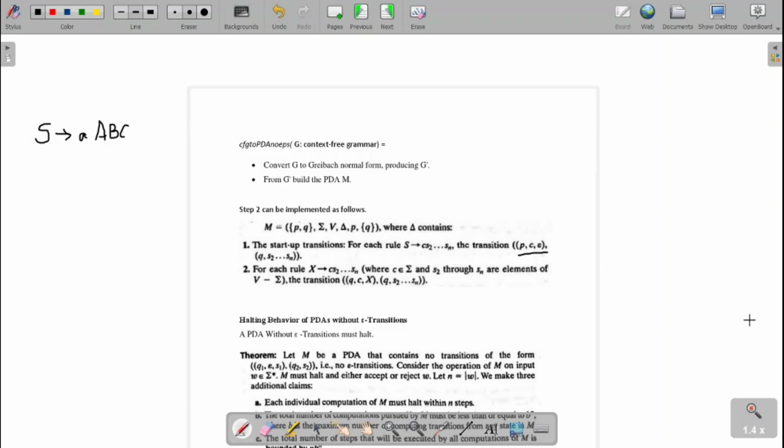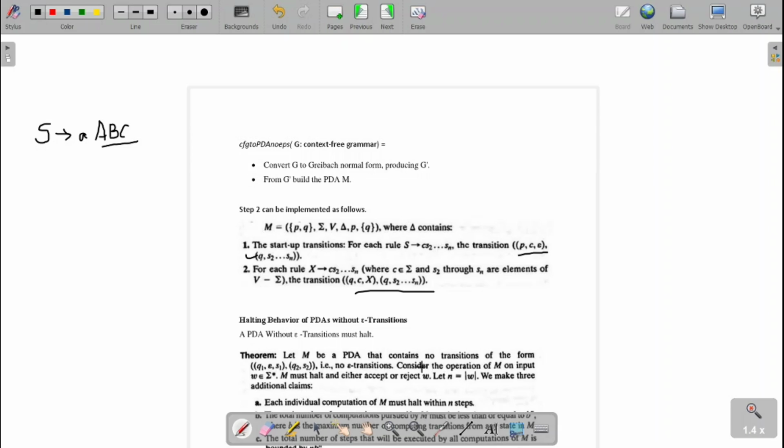So in this case, what happens if we have a production of this format? First case, that is (P, c, epsilon). On processing your start symbol, we will go to the state Q and we push all the rest of the symbols. At the beginning stage, we push the start symbol, and next the rest of the production we push. Right? The next, for example, is the halting behavior of PDAs without epsilon transitions. Right? A PDA without epsilon transitions must halt.